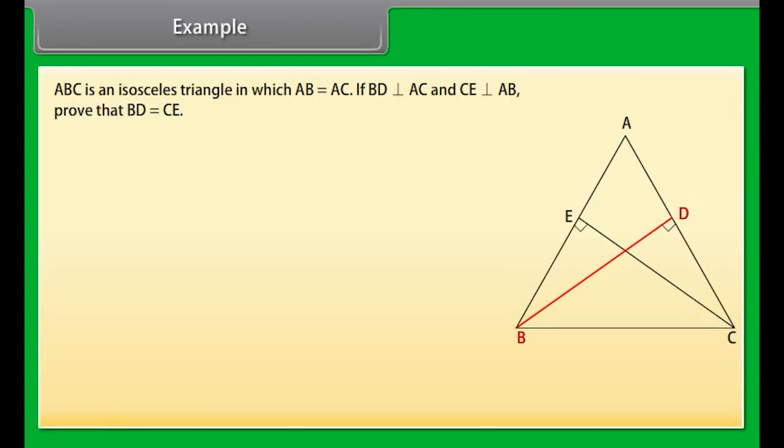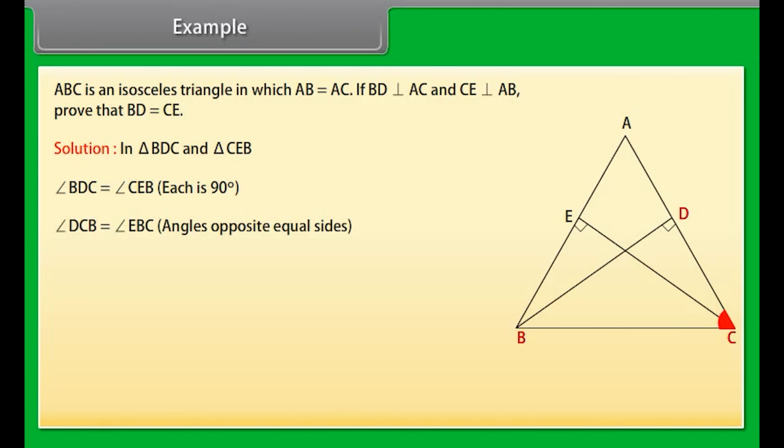ABC is an isosceles triangle in which AB is equal to AC. If BD is perpendicular to AC and CE is perpendicular to AB, prove that BD is equal to CE. Solution: in triangle BDC and triangle CEB, angle BDC is equal to angle CEB because each angle is 90 degrees. Angle DCB is equal to angle EBC because angles opposite equal sides of a triangle are equal, and BC is equal to CB because they are common. Therefore, triangle BDC is congruent to triangle CEB by AAS. Hence, BD is equal to CE.